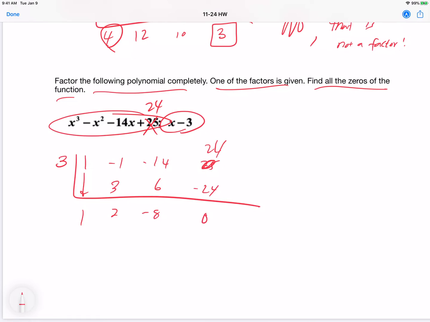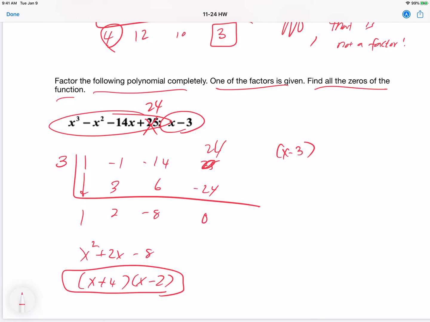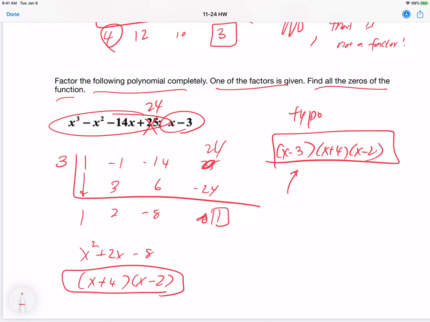So if you change it to a positive 24, well then that certainly works because this is x plus 4 and that's x minus 2. So my completely factors would be x minus 3, x plus 4, and x minus 2. So sorry about that typo. This should have been the correct answer. Well, obviously, if you get a remainder of 1 for this, you cannot solve this any bit further. Okay, so correct answer is technically supposed to be that.